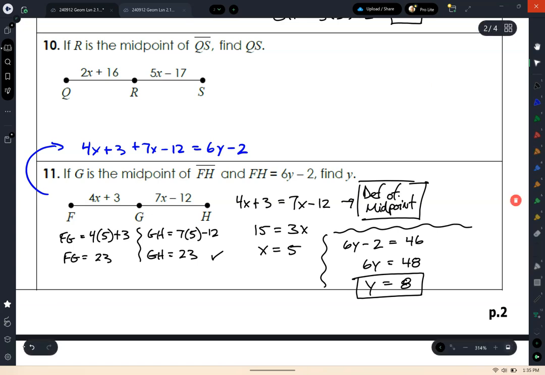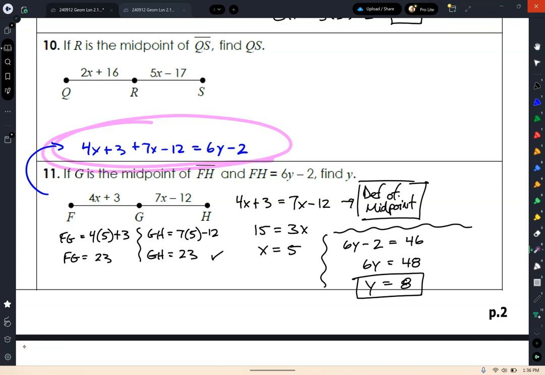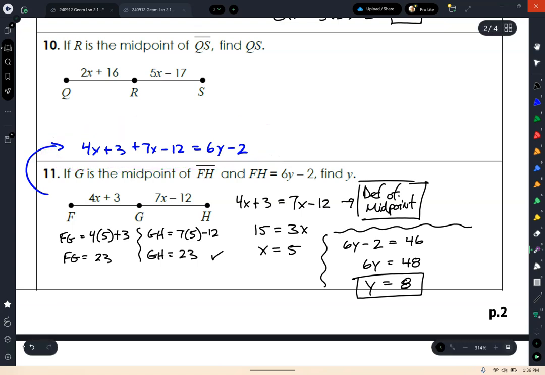Okay, now I want to talk about what I have written in blue up here on the screen. Is this a legit use of the segment addition postulate? Yes. Sure, absolutely it is, right? 4x plus 3 plus 7x minus 12 is equal to FH, which is 6y minus 2. The problem is it doesn't help us because we have two different variables in our equation. And if we want to get down to solving, we can only have the one. And so we can't figure out one of those variables with two of them in just a single equation. We need a systems of equations for that.